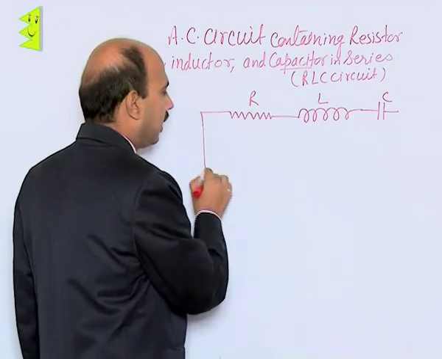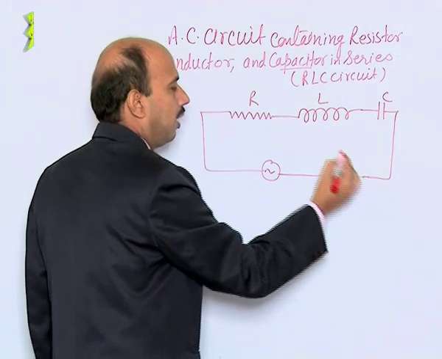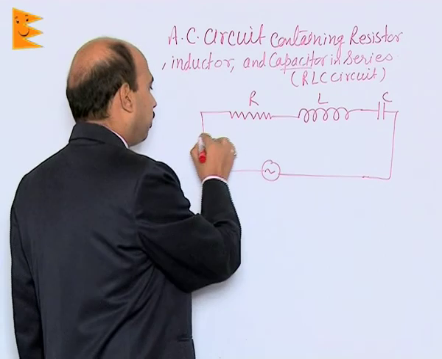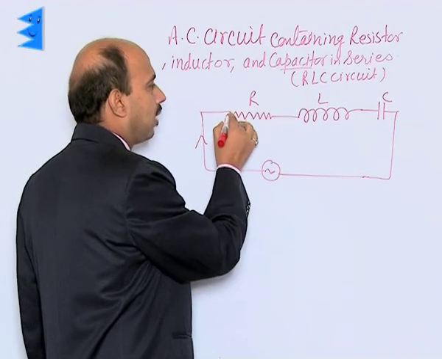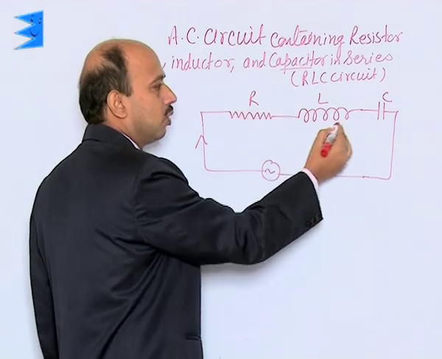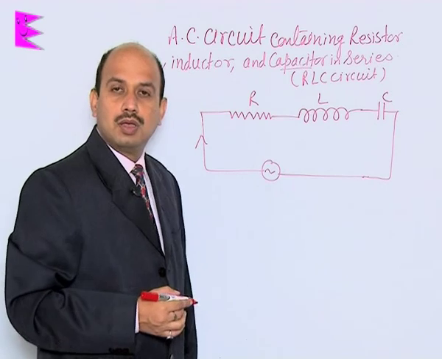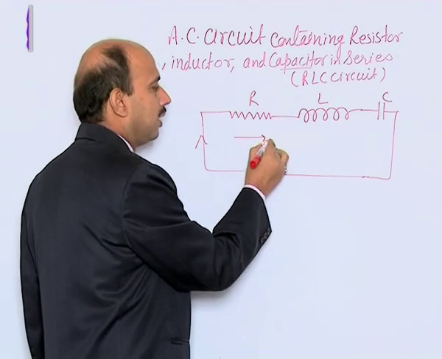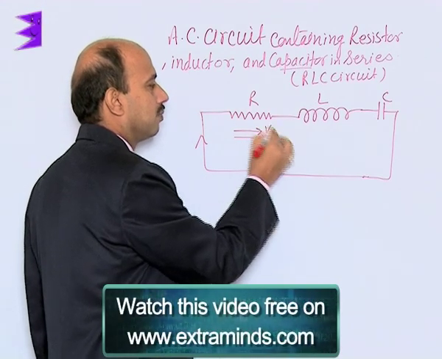All these three are connected to the AC source like this, and when the AC source is connected, the current flows through this. So there is a potential difference across R, across L and across C. In resistance we know that if current I is going this side, VR is also to this side.